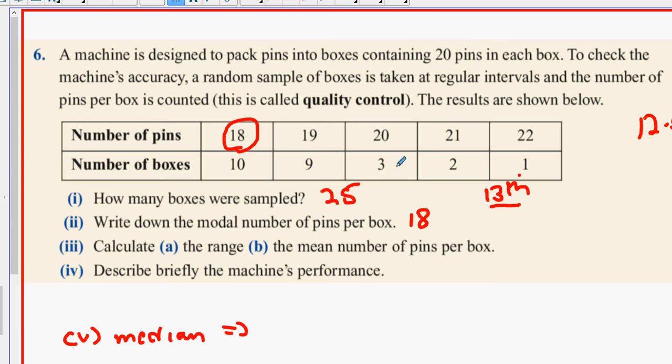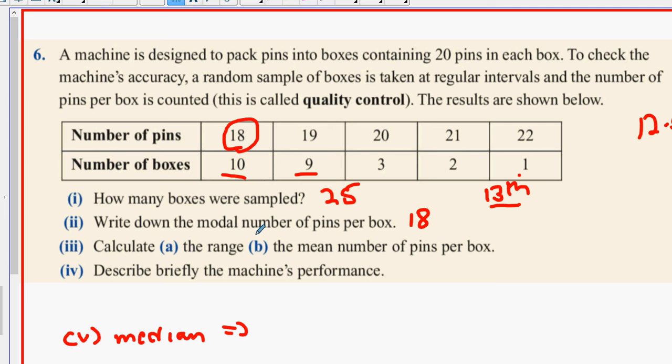Median is number 13 on the list. The first 10 boxes are 18s. The next 9 boxes after the first 10 are 19s. Does that make sense? So what number is the median, do you reckon? 19. The median has to be 19. Do you get that? Let me explain.